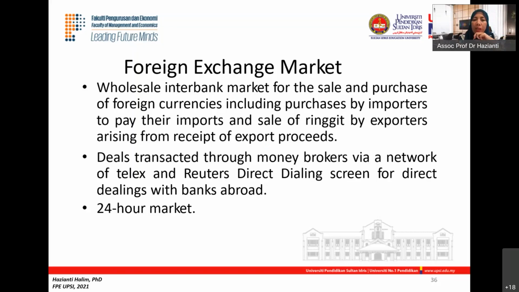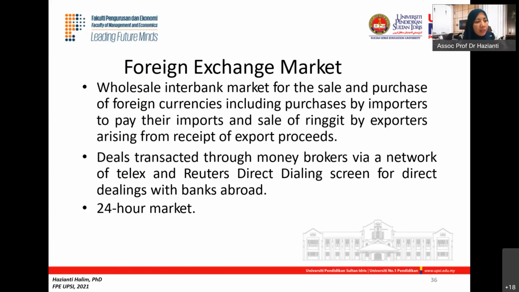Ataupun orang yang import barang, kita dekat Malaysia import barang from Australia contohnya. Okay, you import buah dari Australia. So kena bayar dalam Australian dollar. Okay, lagi mahal Australian dollar tu, lagi mahal lah kita kena bayar dalam bentuk RM. So lagi murah harga barang kita import, lagi murah lah kita bayar dalam bentuk RM.